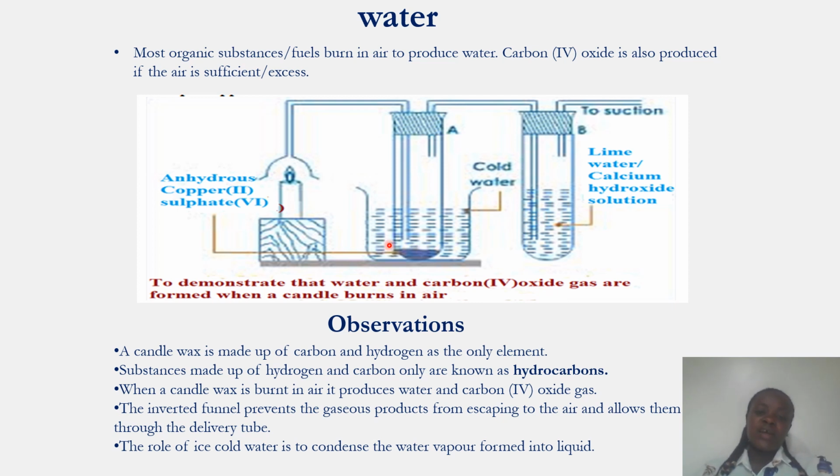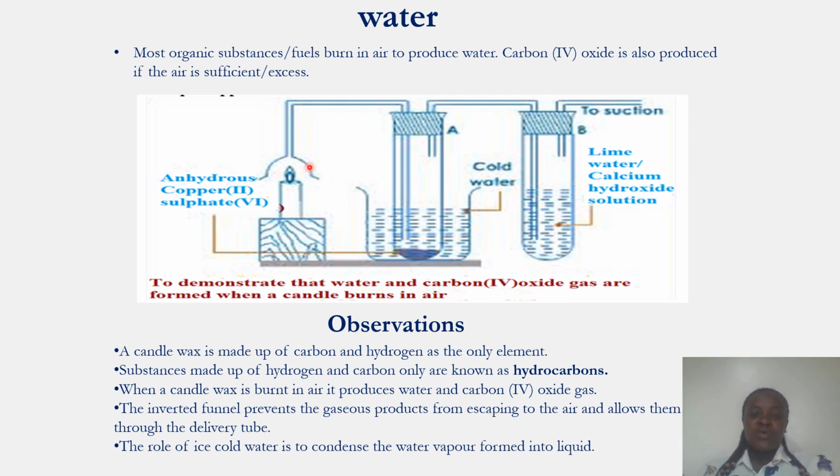So this experiment here is to demonstrate that two products, that is water and carbon dioxide, are formed when a candle burns in air. A candle itself is made up of carbon and hydrogen as the only elements. So any substance that is formed by carbon and hydrogen as its only elements, we call that substance a hydrocarbon. So a candle is a hydrocarbon. Then when a candle wax is burnt in air, it produces two products, that is water and carbon dioxide.